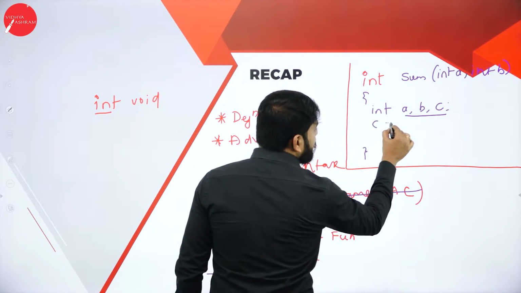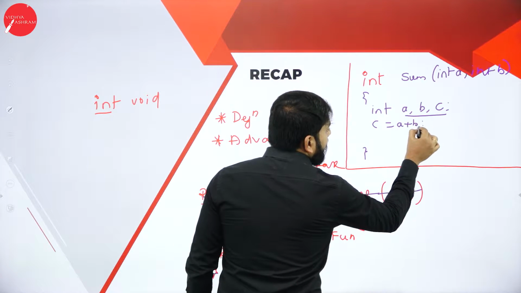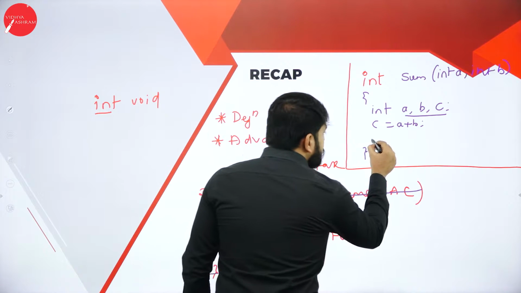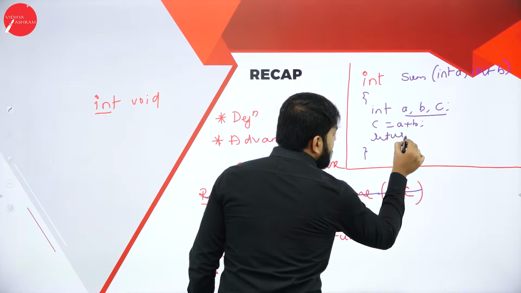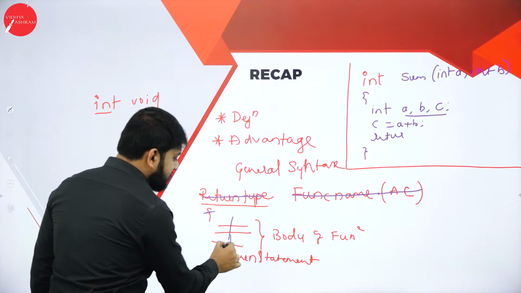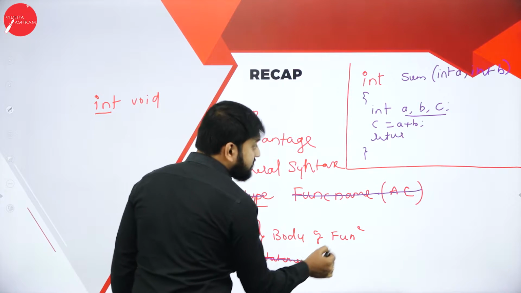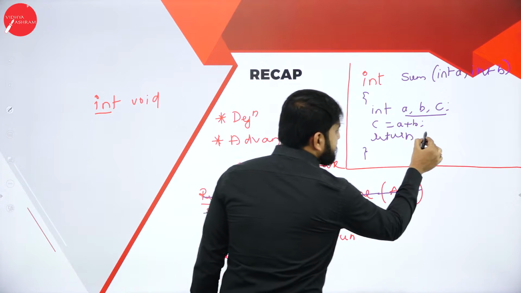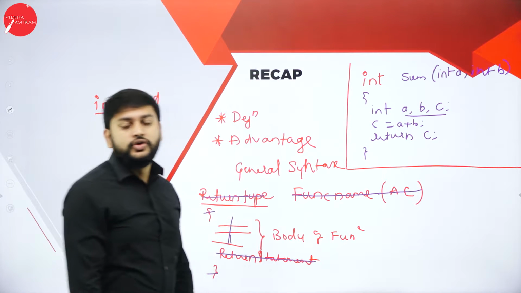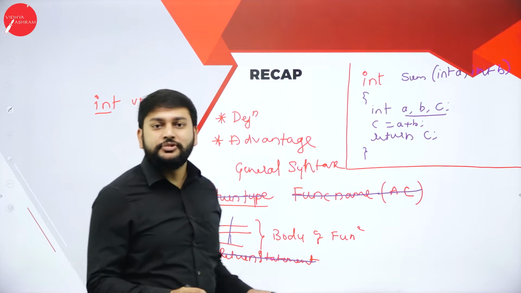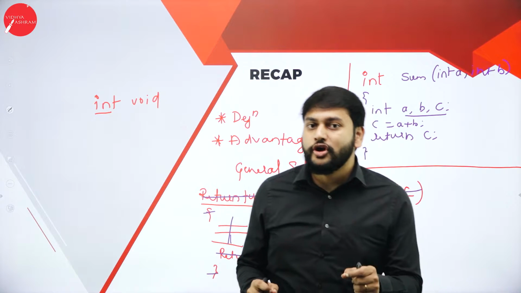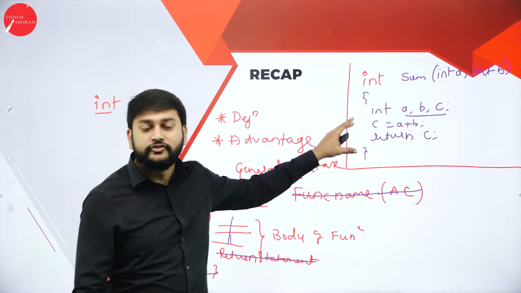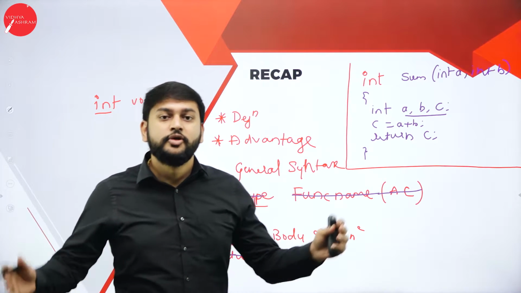So I'll just write C is equal to A plus B. Then I want to return the value of C, so I should return the result. All the statements are done. The next statement that I have is the return statement. Why do I use return? To return the result, so return C. This is the simple example you should remember whenever you are defining user-defined functions. This is what you have to remember with respect to the previous session.